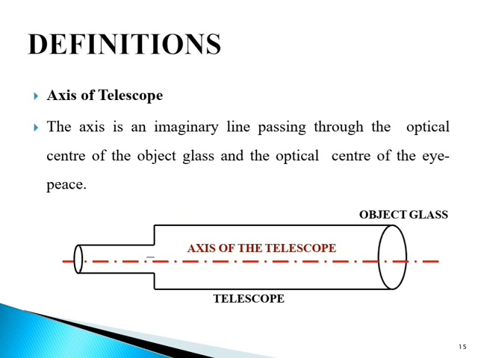Next is the axis of the telescope. The axis is an imaginary line passing through the optical center of the object glass and the optical center of the eyepiece. So we can see the telescope here. The axis of the telescope will pass through the center of the object glass and the optical center.